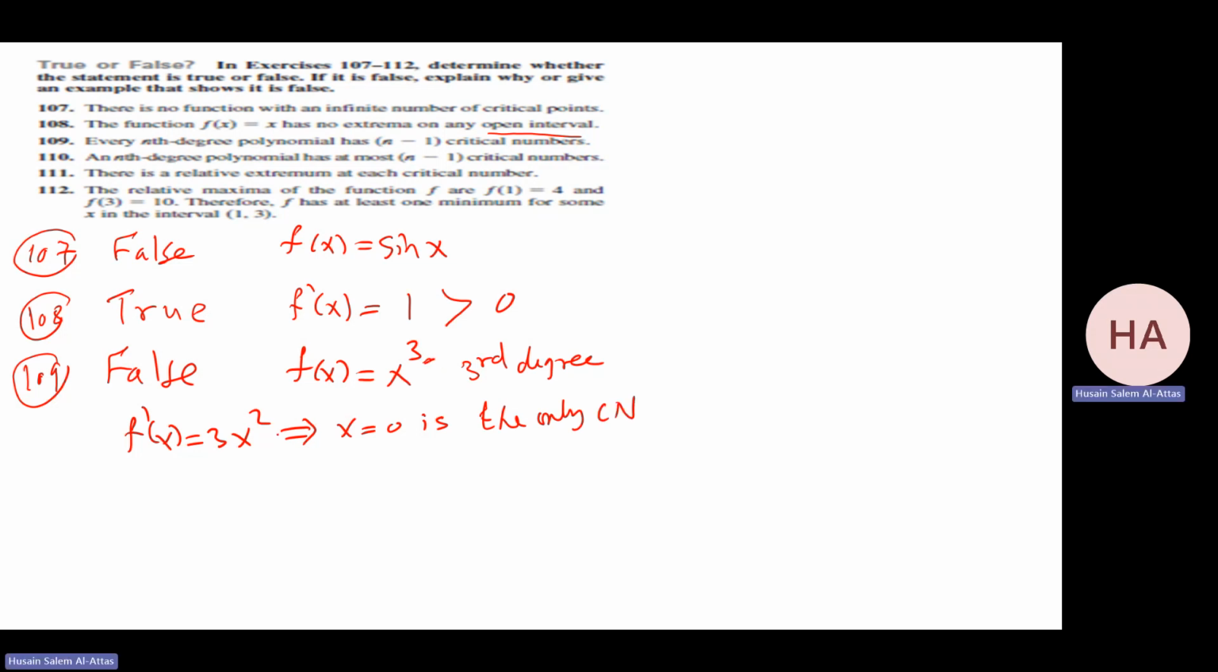So 3, I don't have 2, I have only 1. Also, you can make it x to the power 100. We don't have 99 critical numbers, we have only 1. So this is in general false.